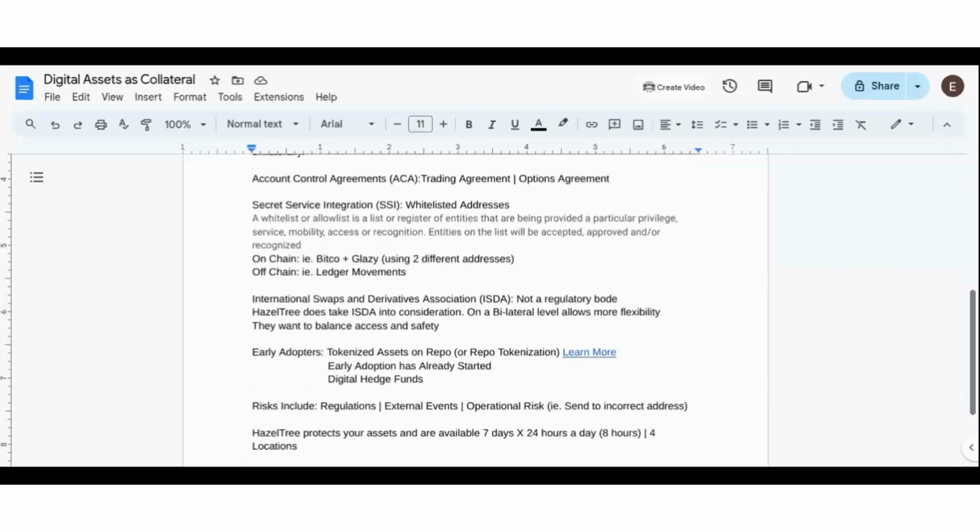This is another one that I had to look up as well. They did mention the ISDA, and that stands for International Swaps and Derivatives Association. Now, this is not a regulatory body, okay? It's not like something like FINRA where they have to do everything by the book. However, like Hazeltree says, they do take what ISDA says into consideration because this is a very well-respected association. Plus, you definitely want to keep within the parameters of what the industry is doing. On a bilateral level, it allows more flexibility. They want to balance access and safety. That's very important. We will talk about cybersecurity in another session. But balancing access to the funds while making sure it's safe is very important.